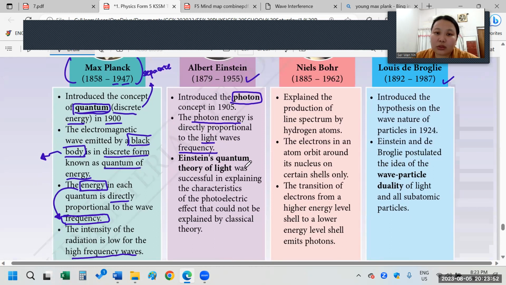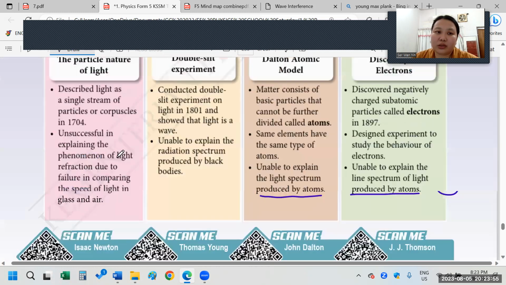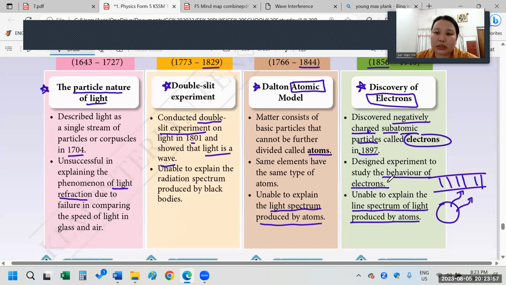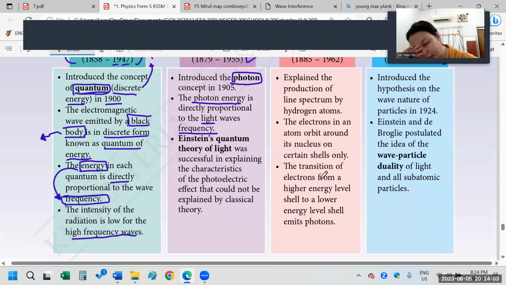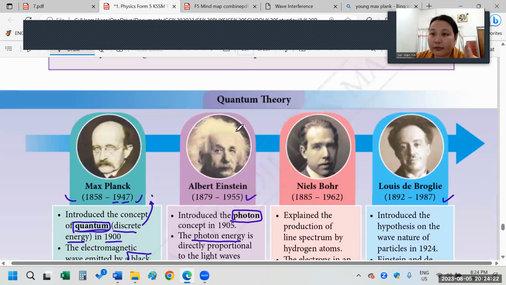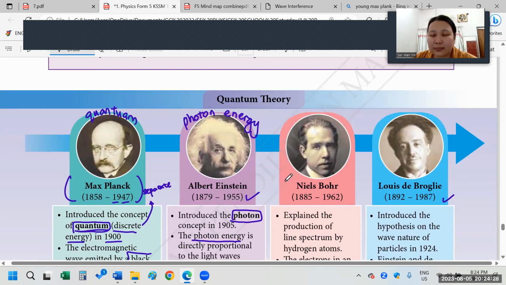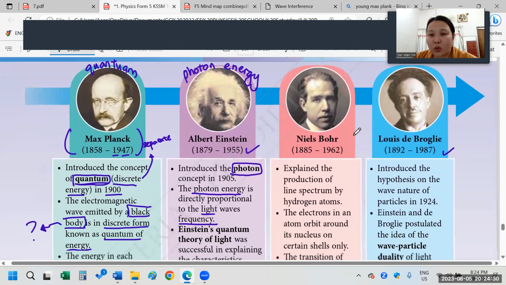So now he solved the problem of the behavior of electrons. Einstein's quantum theory of light successfully explained the characteristic of the photoelectric effect that could not be explained by classical physics. Question mark first. What is the photoelectric effect? Now you just need to remember photon energy by Albert Einstein.